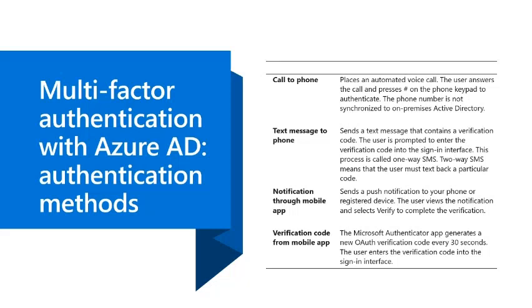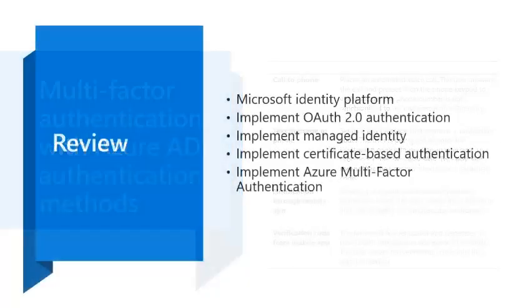The verification code from the mobile app generates a new OATH verification code every 30 seconds. The user enters the verification code into the sign-in interface. You can receive a call to your phone, you can get a text message to your phone, or you can have a notification through the mobile app. So you are logging into your desktop, and you receive a notification on your mobile app.